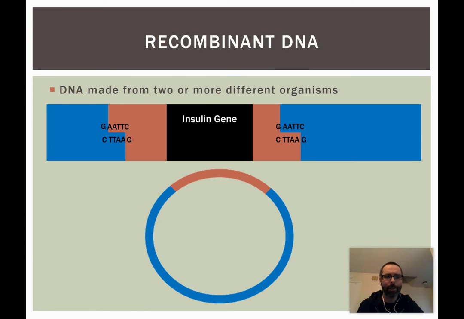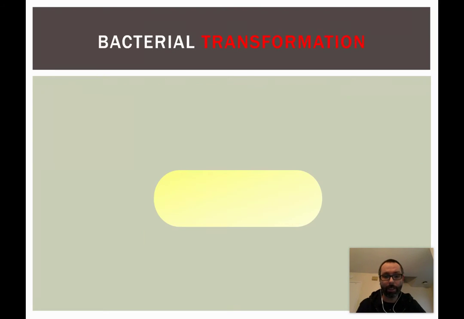And then you would isolate those through a number of techniques, of course, because you don't want all the other random pieces that got made. You want only these plasmids. But now that you have the plasmid, it has a piece of human DNA inside of it. We can now use the plasmid to transfer that into a bacteria.